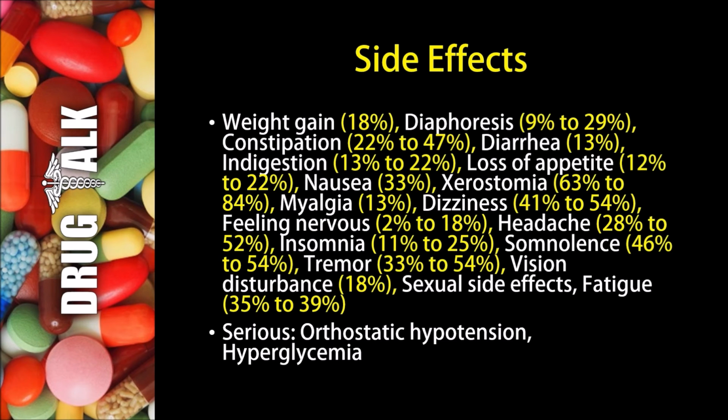Now, as with all medications, there are some side effects or adverse reactions that patients may experience while using clomipramine, so I'll go over some of those here now. 18% of patients may experience weight gain, while diaphoresis may happen between 9 and 29% of the time. Constipation may happen 22 to 47% of the time, and up to 13% of patients may experience diarrhea. Indigestion may happen in 13 to 22% of patients, and 12 to 22% may experience a loss of appetite.